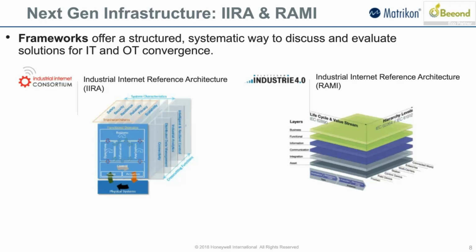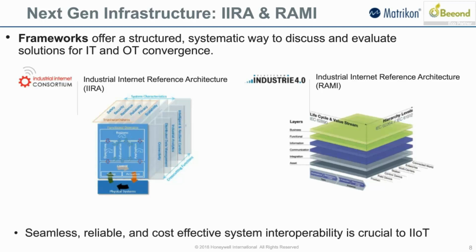So the important part when we're making decisions about moving forward with overall connectivity technology is to make sure that you leverage the expertise that these types of organizations provide, which starts to bring in various aspects together so that the pieces that you're choosing actually align with the overall solution that's required. Okay, so in the end, seamless, reliable, cost-effective system interoperability is absolutely crucial for these types of systems in IIoT.